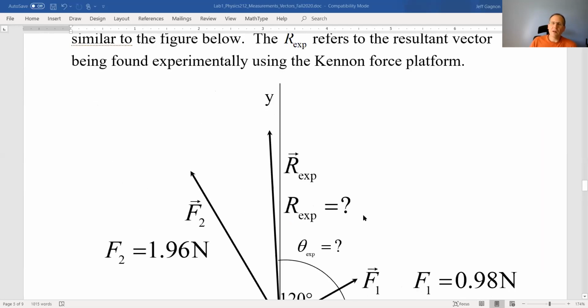Okay, and also in my sample lab report, I basically do this one for you guys. I mean, you have to do your own graph, but I do it out so you kind of have a good idea of what it should look like.